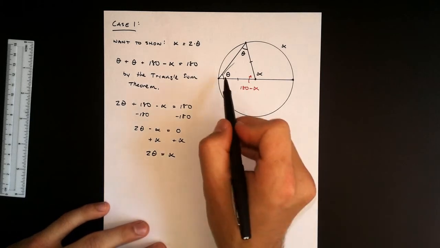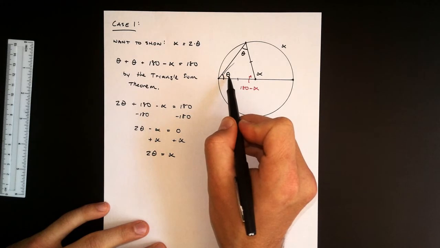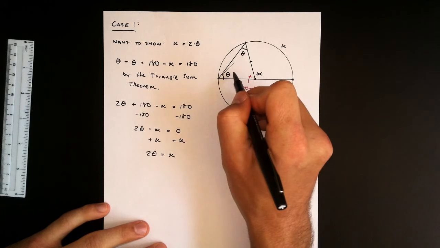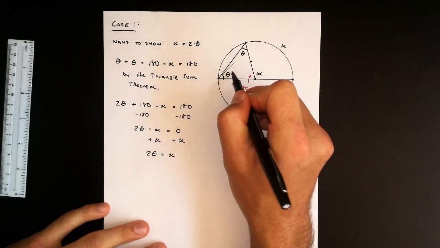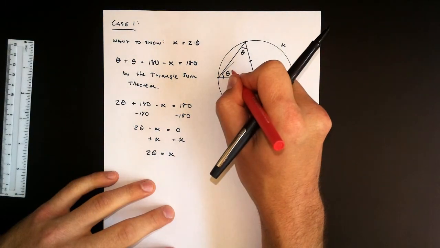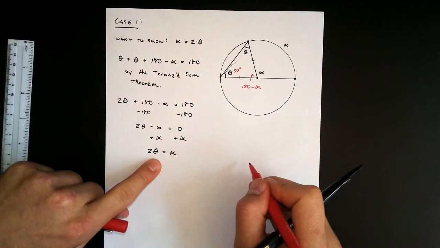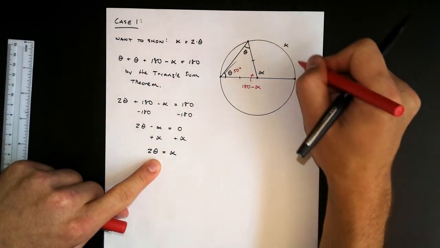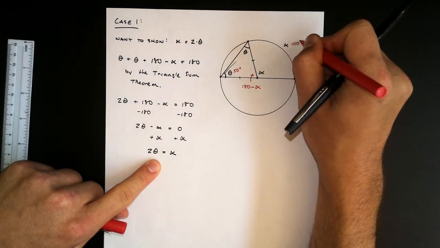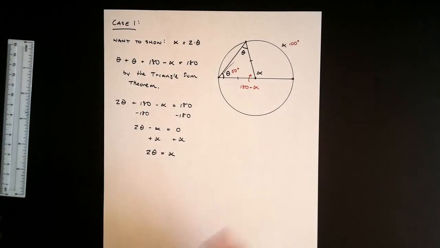So that means that this inscribed angle here, theta, is half as big as this angle. So for example, if this was 50 degrees, let me change color. So if this was 50 degrees, what this is saying, 2 times 50, this intercepted arc would have to be twice as big, so that would have to be 100. Okay, so that takes care of the first case.